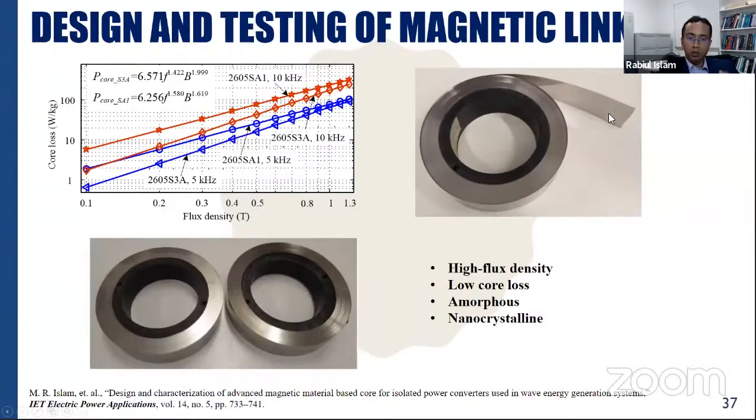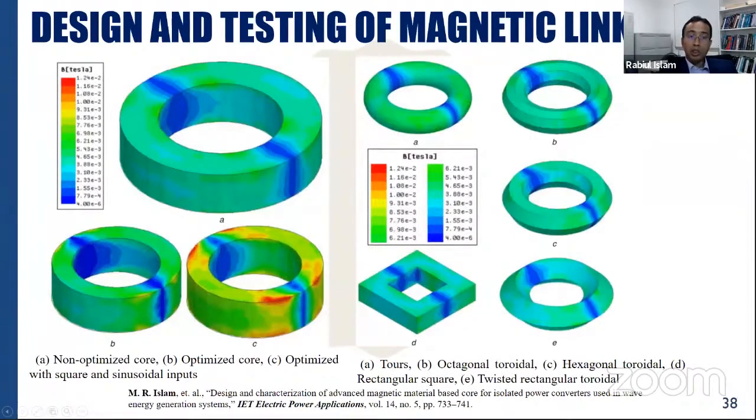Usually this type of material comes to our market as a ribbon, and that ribbon thickness is 20 micrometers. We already tested this type of material, and we found it is a really good and suitable candidate to develop a high frequency magnetic link, with a flux density of more than 1.5 Tesla, right?